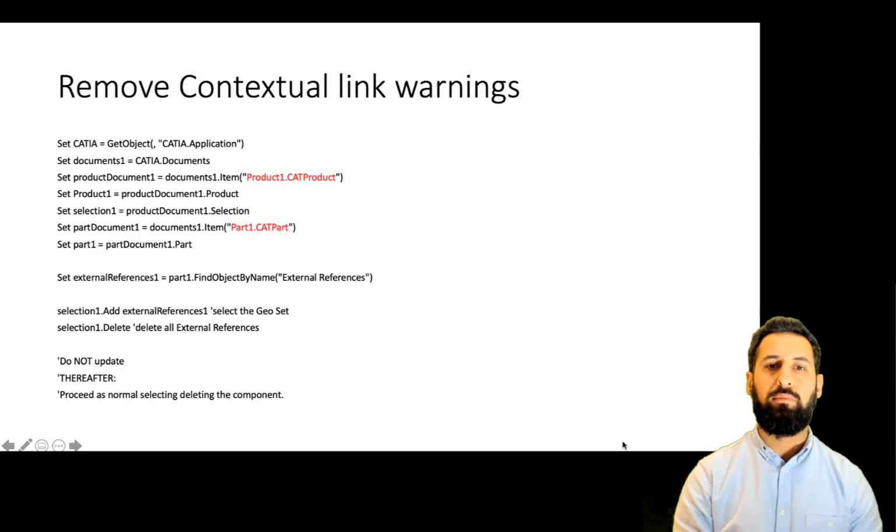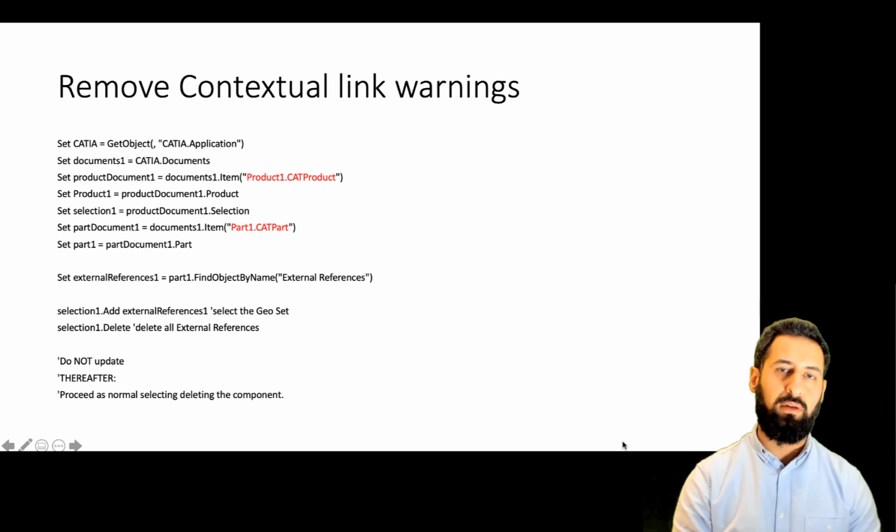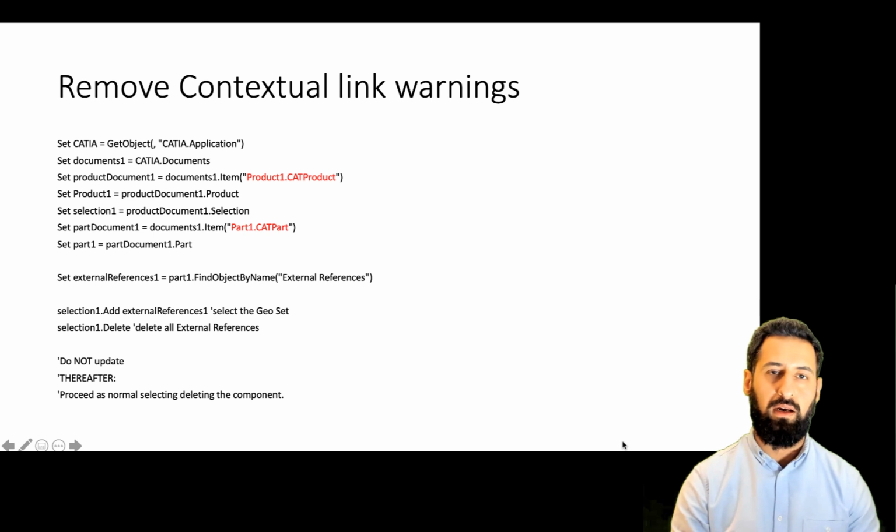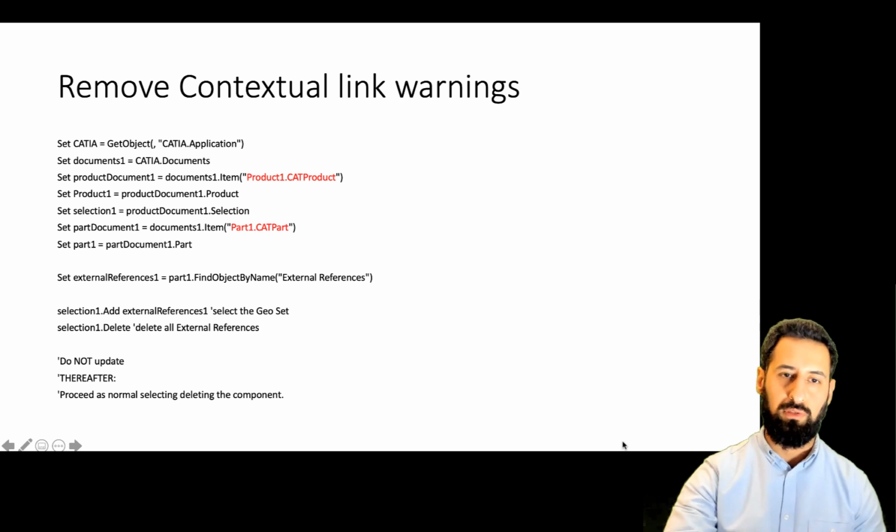When you remove or decrease the number of parts in CATIA, you don't want to get contextual link warnings. And here is the code you need to use in order to not have that problem. The solution is basically to find all external references and then remove the external references before you delete the part. Then you will not get a contextual link warning.